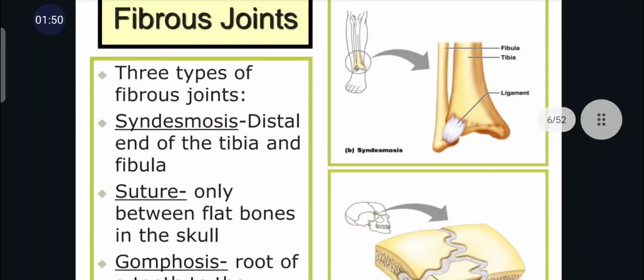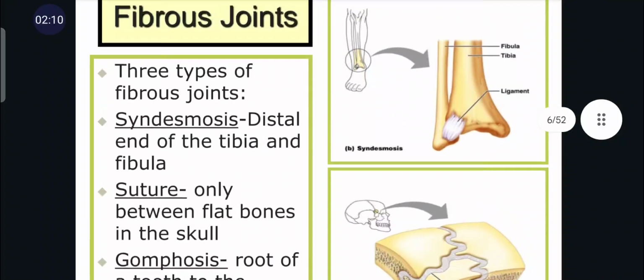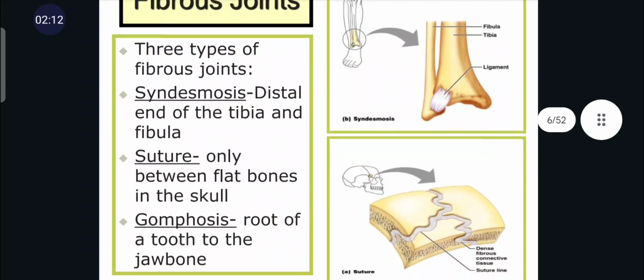Fibrous joints are again divided into three types. First is syndesmosis, which is the joint between the distal end of the tibia and fibula. Second is suture joints, which are the joints between flat bones in the skull. Third is gomphosis, the joint between the root of the tooth and the jawbone. So these are fibrous or immovable joints.